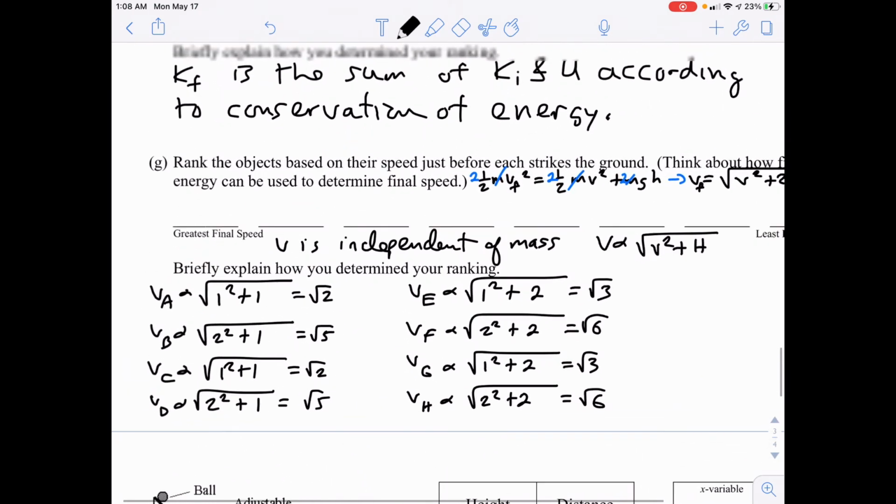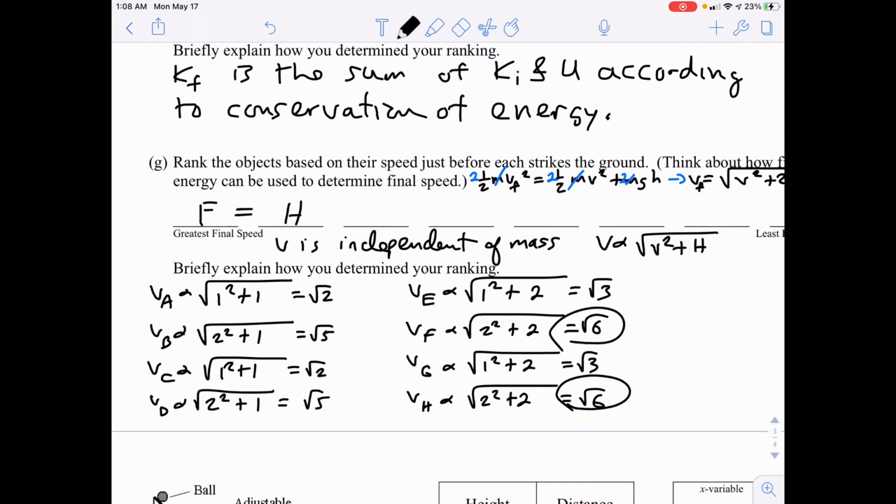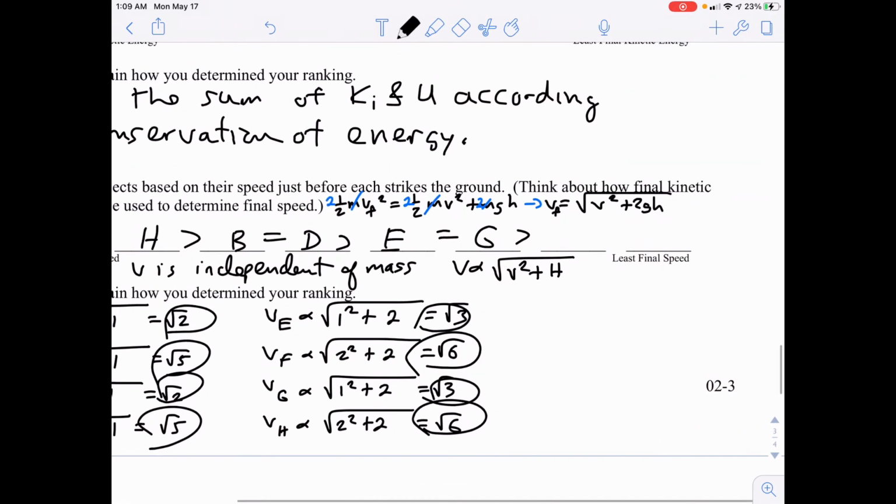So doing this, we can see which ones are going to give us the greatest speed upon landing. Well, F and H come out number 1, which would be greater than B and D, which would be greater than E and G, which would be greater than A and C.